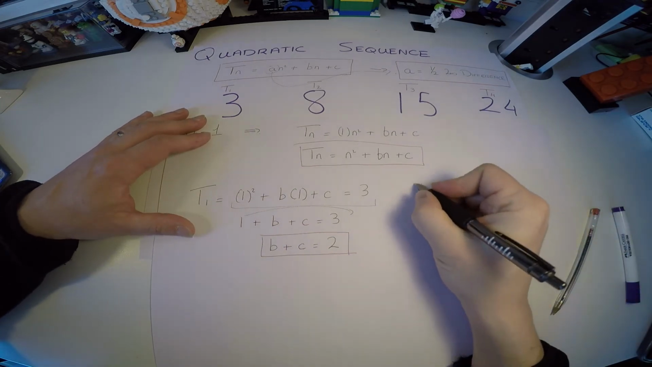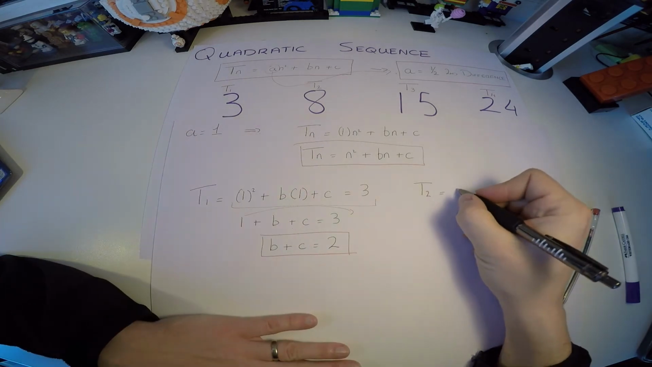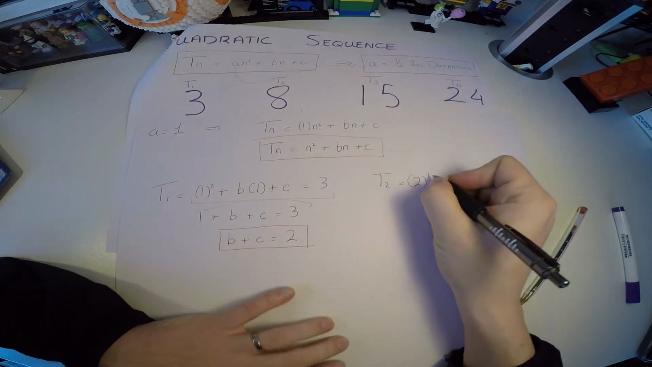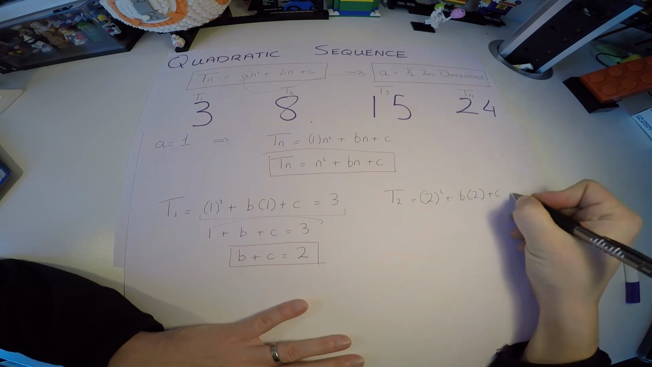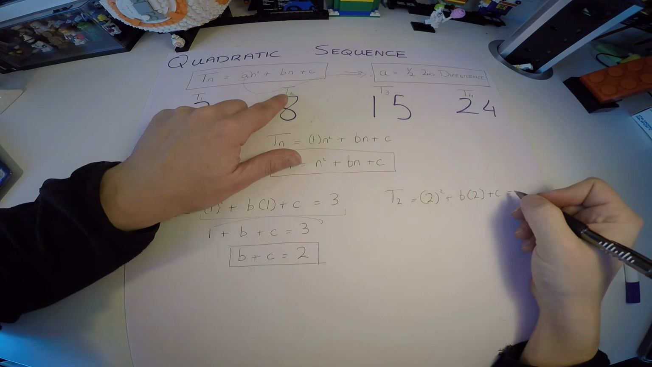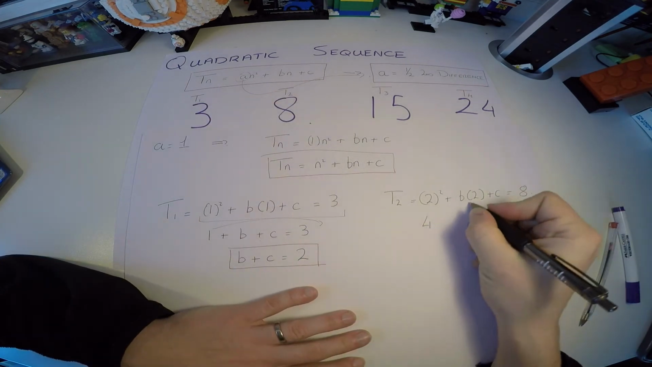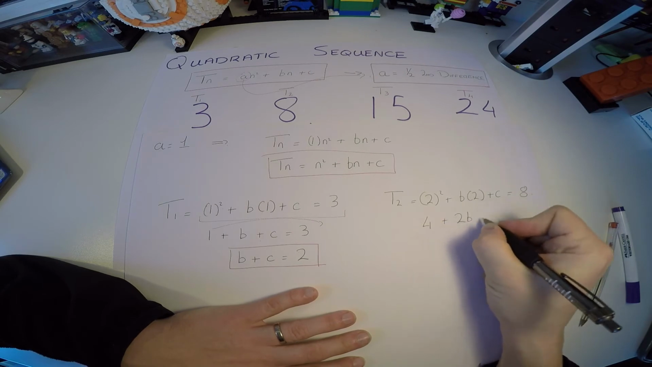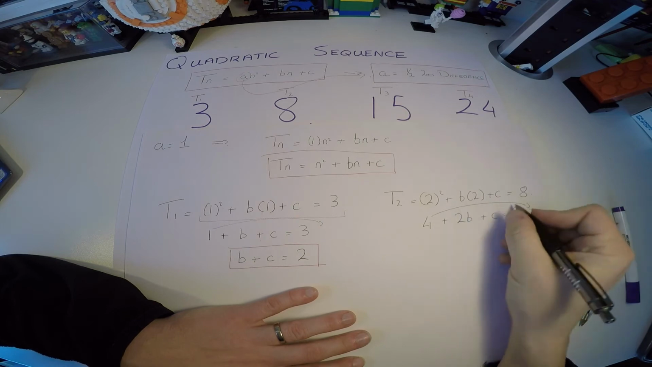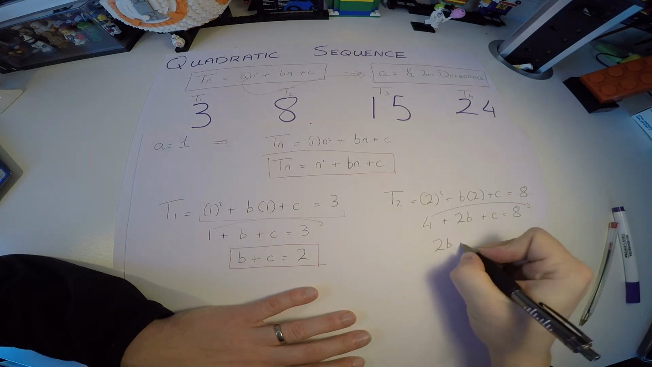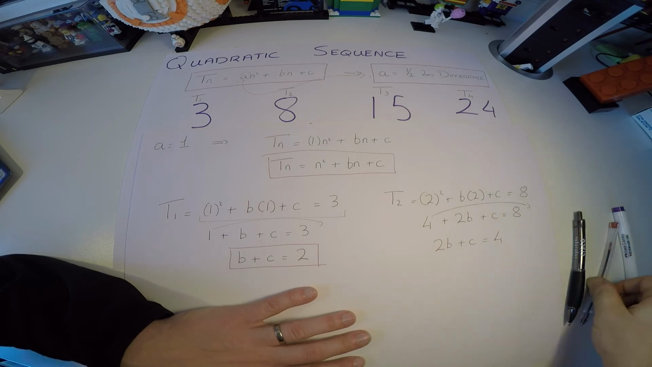Similarly, I can do that for term 2. So to find the second term, it says I replace all the n's by 2. That means it's 2 squared plus b times 2 plus c. But of course I know the second term, it's 8. So 2 squared, that's 4, plus 2b plus c equals 8. 4 comes across, becomes a minus, so I'm left with 2b plus c is equal to 8 minus 4, which is 4.